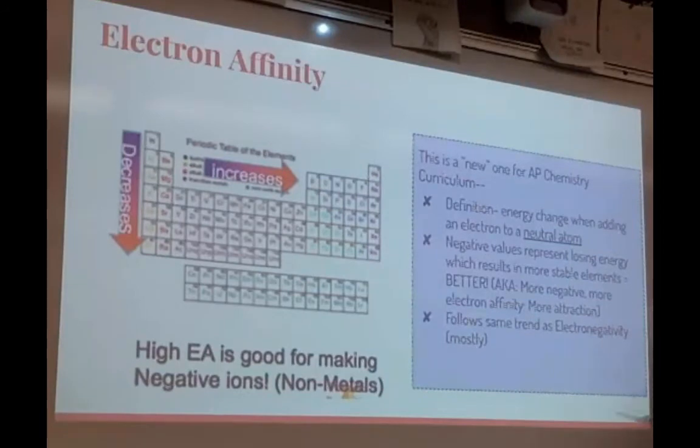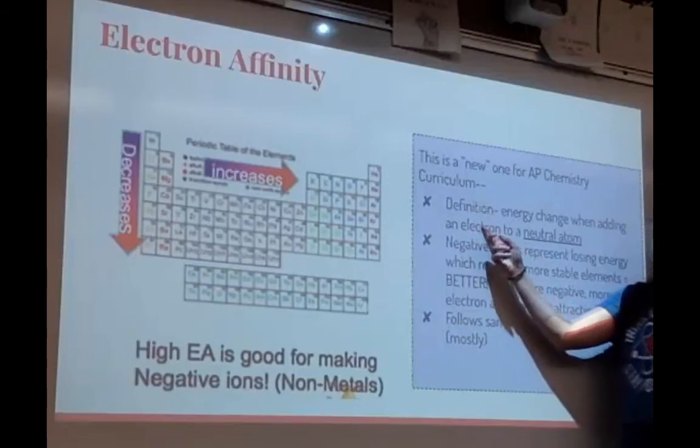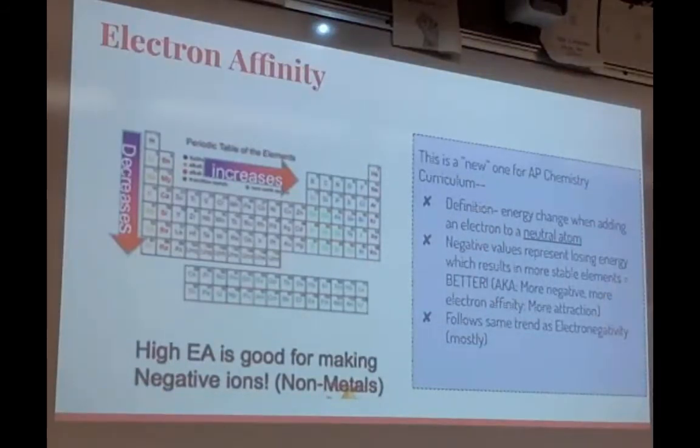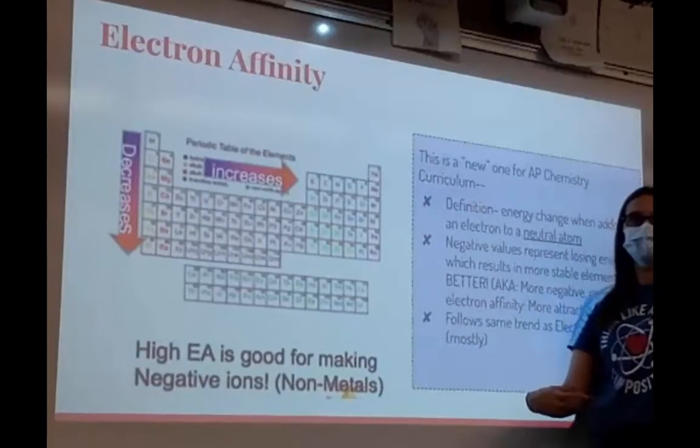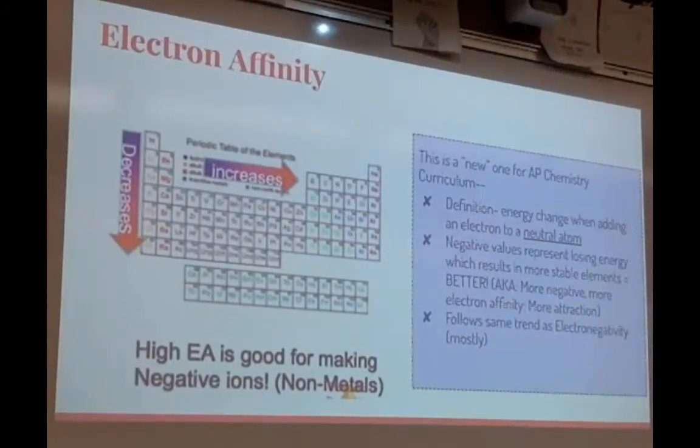The only difference between electronegativity and electron affinity is that electron affinity is looking at adding an electron to a neutral atom. So electron affinity is actually a newer trend within the AP Chemistry curriculum. So we're looking at how much energy is gained or released when we add an electron to a neutral atom. We actually see that electron affinity for something like fluorine is going to have a negative electron affinity. That's good. That means the energy is released. It's an exothermic process. So negative values are good.